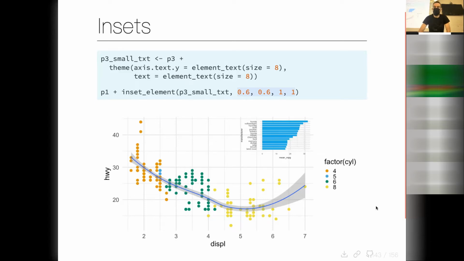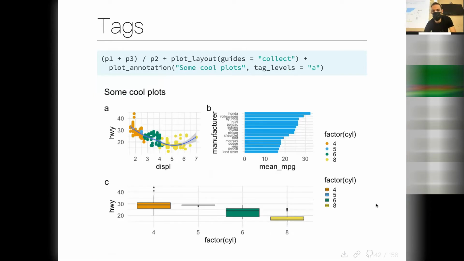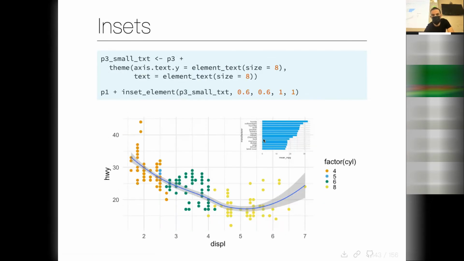Yes, because it's the exact same plot that we have here. All I've done is I've said for the text on the y-axis, make it size 8, and for the text overall, make it size 8. I don't remember why I had to declare that twice. It should have been just once, should have worked, but for whatever reason, it wasn't working, so I declared it twice.